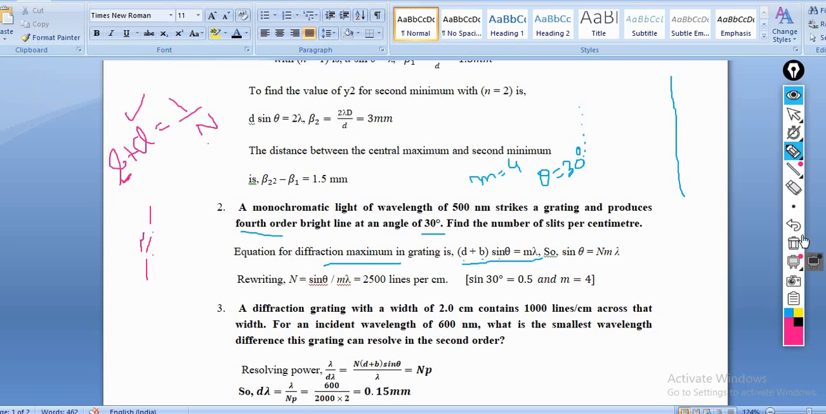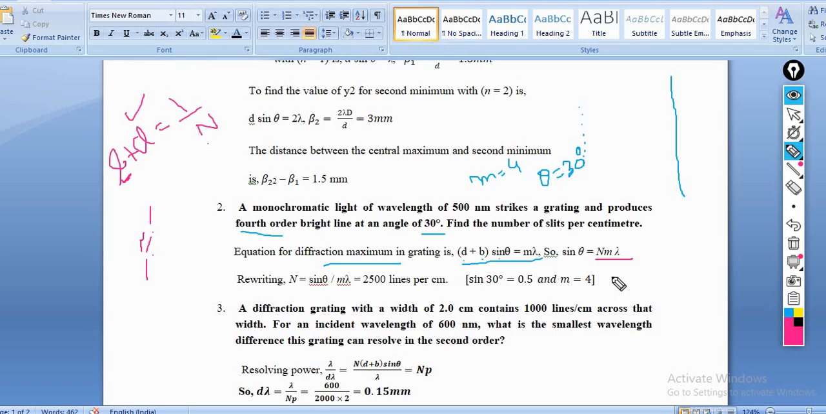Now b plus d is equal to 1 by N. In this relation, we are just dividing m lambda by b plus d. So b plus d is 1 by N, and this can be represented as N m lambda. Here N is the number of grating lines, m is the order, and lambda is the wavelength.